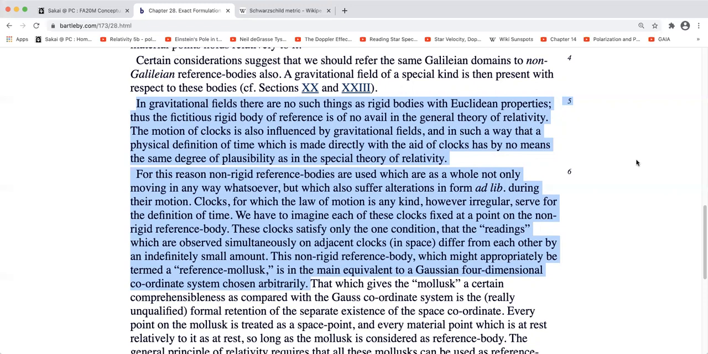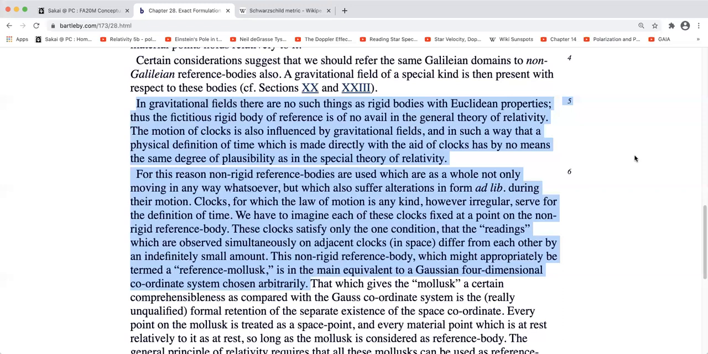In gravitational fields, there are no such things as rigid bodies with Euclidean properties. Thus, the fictitious rigid body of reference is of no avail in the general theory of relativity. The motion of clocks is also influenced by gravitational fields, and in such a way that a physical definition of time, which is made directly with the aid of clocks, has by no means the same degree of plausibility as in special theory of relativity. For this reason, non-rigid reference bodies are used which are as a whole not only moving in any way whatsoever, but which also suffer alterations in form ad lib during their motion.